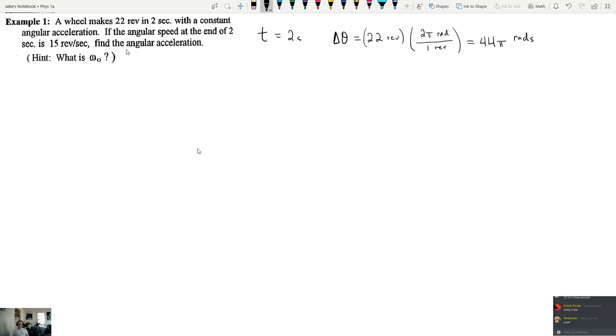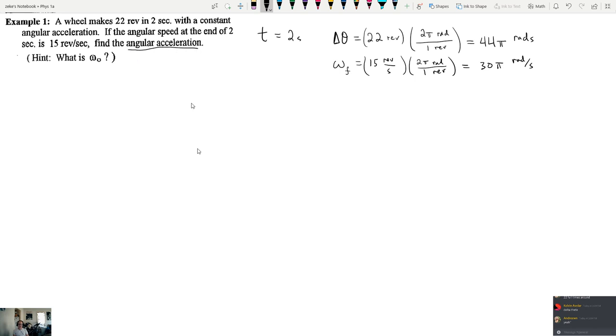Okay. It says, if the angular speed at the end of 2 seconds is 15 revolutions per second, that's going to be our omega final. So omega final is equal to 15 rev per second, which we're going to multiply by the same conversion factor. Turns out you don't actually have to do these conversions, but I'm just doing it to be consistent. So we multiply by 2 pi radians per 1 revolution, and we get 15 times 2 is 30, so 30 pi radians per second. So we have delta theta, omega final and t, and we want to find angular acceleration.